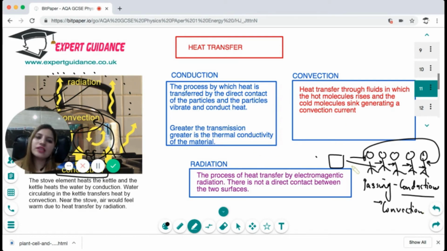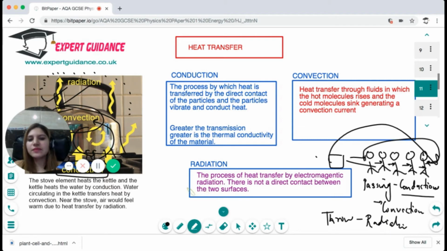Or the last way is he can just throw the book. And this throwing is the radiation. So radiation is when the process of heat transfer takes place by electromagnetic radiation. There is not any direct contact between the two surfaces.